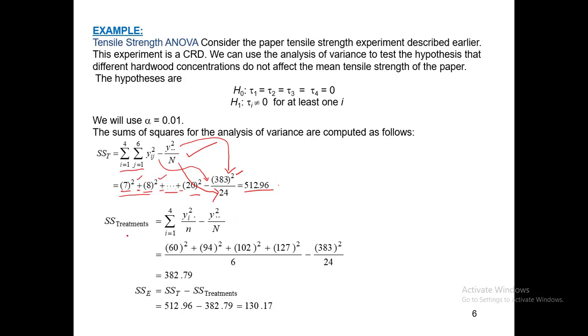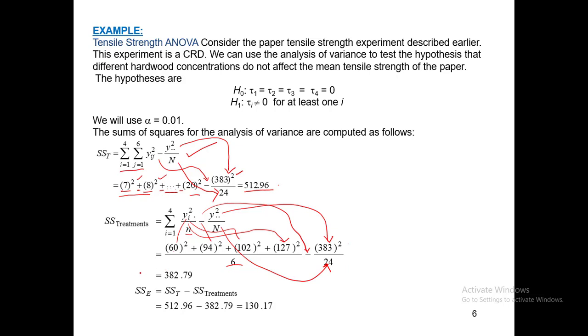Then the sum of square of the treatment. Yi dot is the sum of the rows. We have 4 sums: 60, 94, 102 and 127. Then n is the number of replications we have performed, so these are the 6 replications for each treatment. Then the subtraction sign, minus y dot dot whole square. Again, this is the sum of all the observations, then squared, divided by n, the overall number we have.